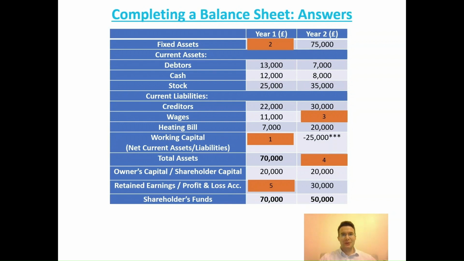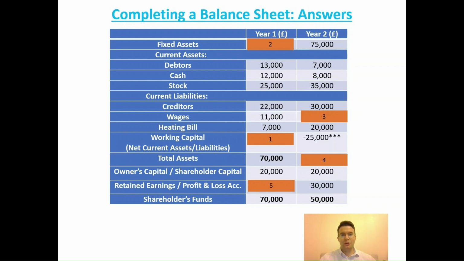So let's have a look at some answers. Number 1 was to calculate the working capital, i.e. current assets minus current liabilities. So you calculated the 3 current assets in year 1, you added them up, 13, 12 and 25, and you got 50.